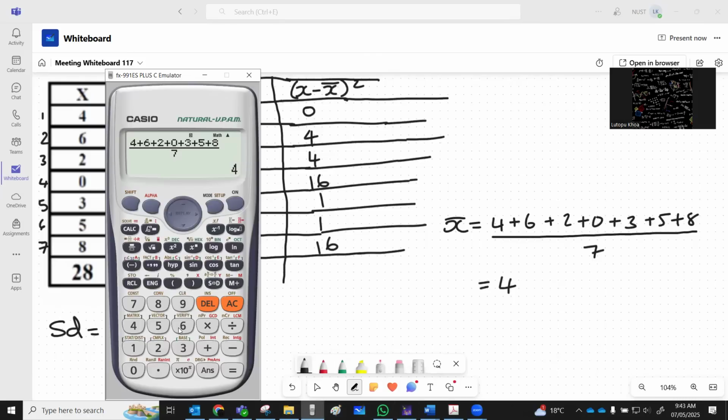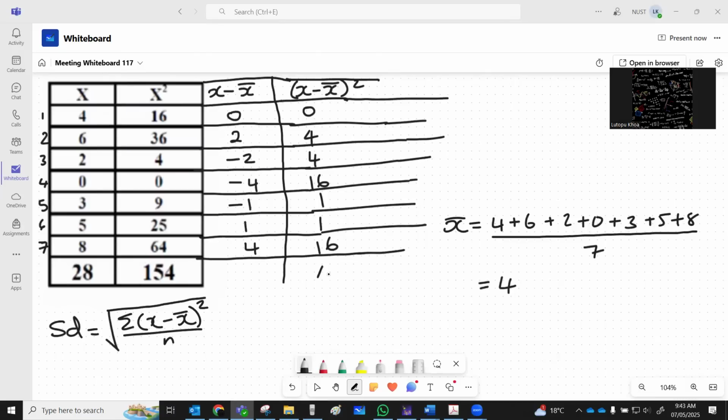So on our calculator we have 0 plus 4 plus 4 plus 16 plus 1 plus 1 plus 16, and this gives us 42. So our answer there is 42, and that is our numerator. And n is the number of data points that you have over here. So if we were to then substitute this, we have the square root of the summation of x minus x bar.